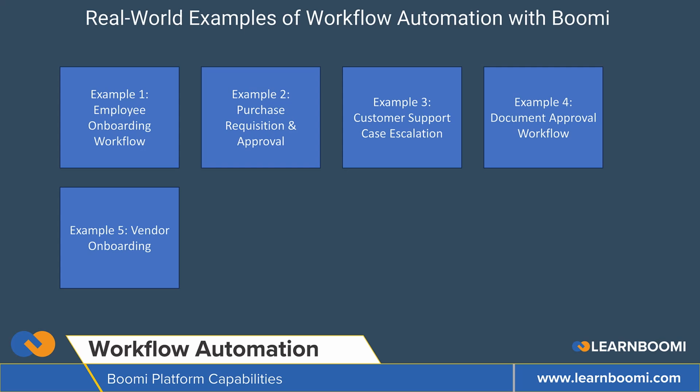The next example is document approval workflow. Organizations approve contracts, policies and marketing documents. So Boomi Flow collects approvals, tracks comments, maintains version history, sends reminders and generates the audit trail. So this eliminates the whole email-based document approvals.